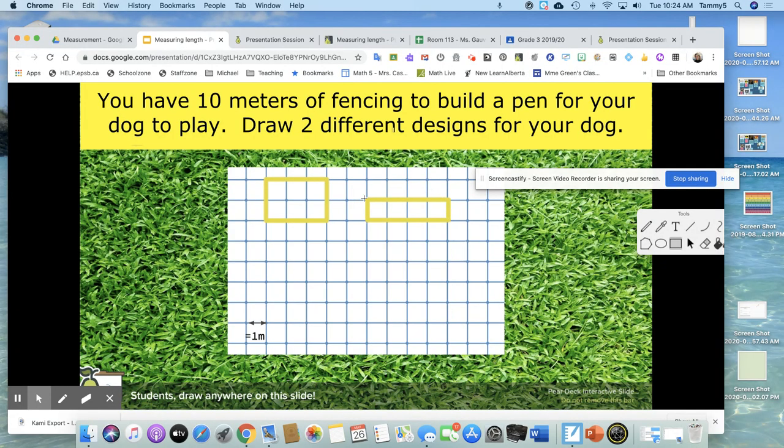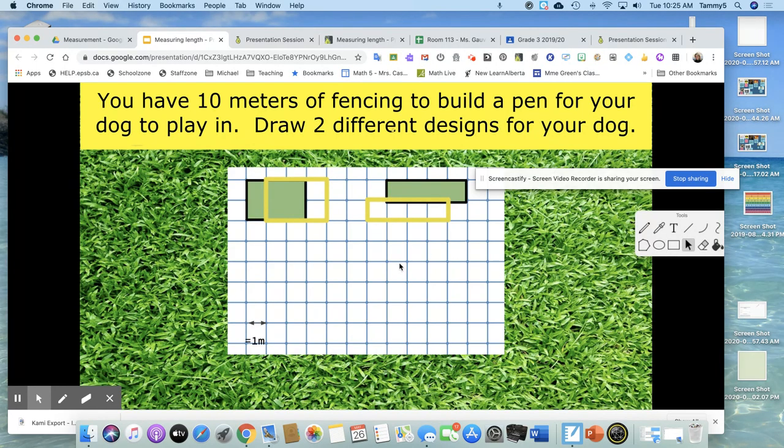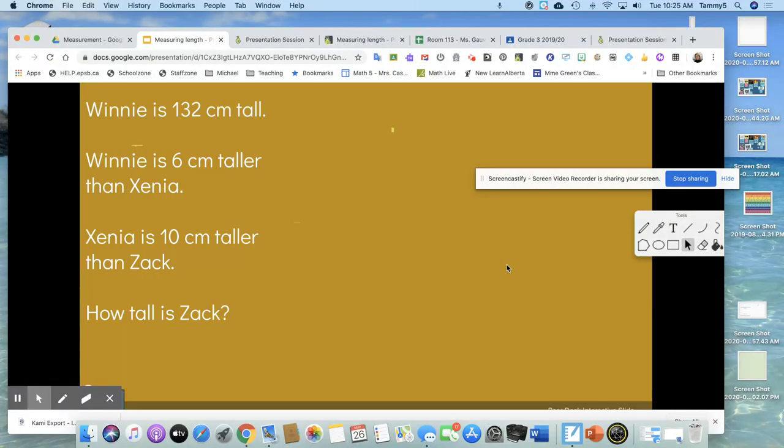So let's double check and make sure that the perimeter is 10 meters. So we go 1, 2, 3, 4, 5, 6, 7, 8, 9, 10. So notice I double check my work so I don't make silly mistakes. So here are 2 rectangles that I could make to enclose my dog and have a nice little pen for him to run in. All right, I'm going to erase my work and show you the other rectangles that I drew, which were exactly the same. All right, let's move on.